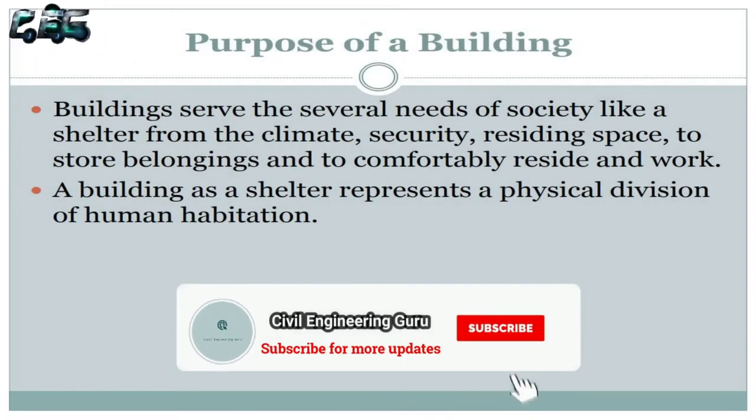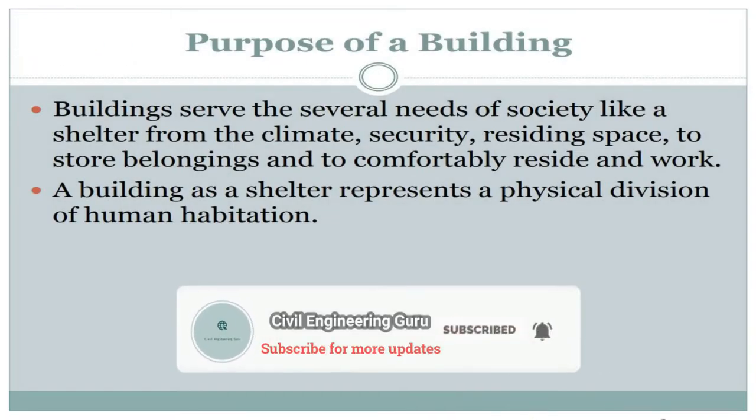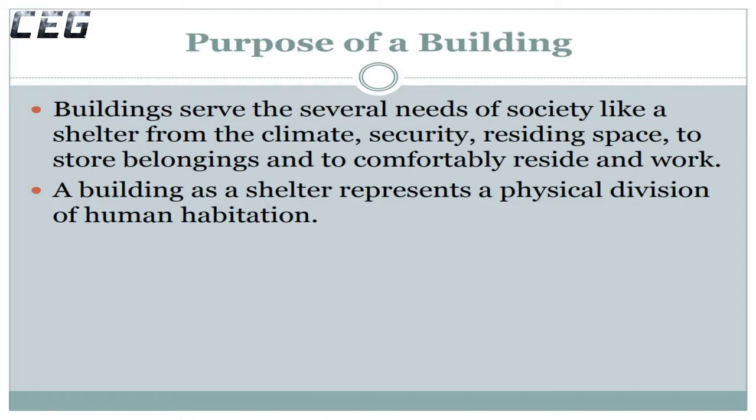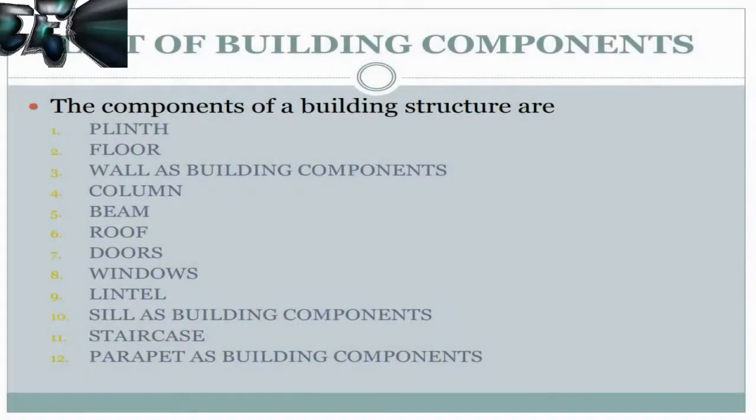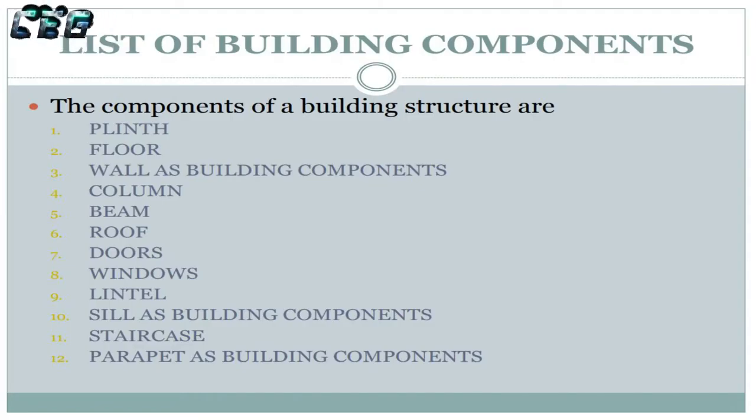Purpose of a building. Buildings serve several needs of society, like shelter from the climate, security, residing space, to store belongings, and to comfortably reside and work. A building as a shelter represents a physical division of human habitation. List of building components. The components of a building structure are plinth, floor, wall, column, beam, roof, doors, windows, lintel, sill, staircase, parapet.